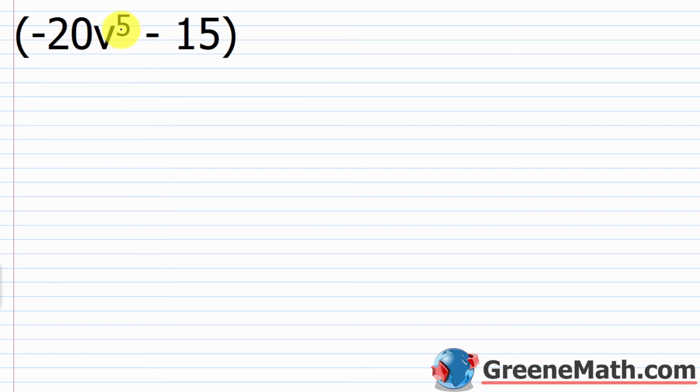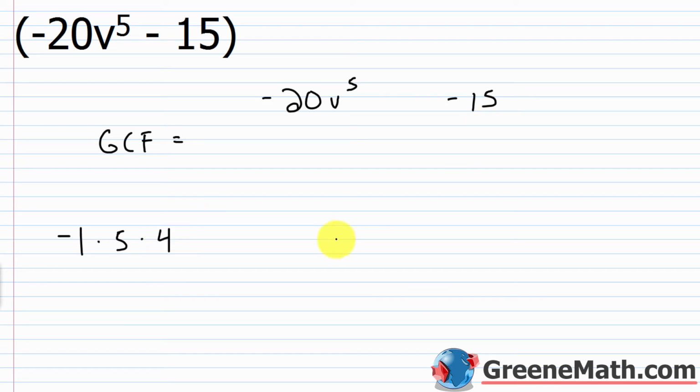So I have -20v to the 5th power minus 15. So what is the GCF here? The greatest common factor. Well, if I look at -20v to the 5th power, and I look at -15, I know there's no variable involved. So I can really write -20 as -1 times 5 times, let's just say 4. Let's shorten it a little bit. And -15 I can write as -1 times 5 times 3. So the GCF, the greatest common factor between the two, is 5. So let's start out by doing it with that. And then we're going to try -5, right? Because we have a common factor of -1 between the two. So let's start out with just 5.